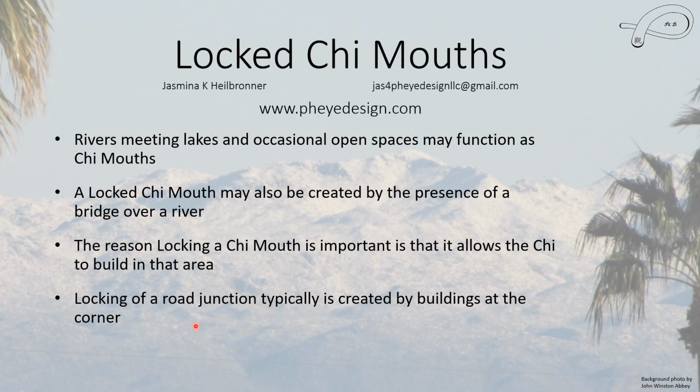Road junctions, the locking of a road junction is typically done by buildings at the corner of the intersection. And corner lots tend to be quite popular lots for businesses. So most of the time, if you have an intersection of two roads, even in the countryside, you have a decent chance of having a building there. It could be a gas station, anything that acts as a locking mechanism.